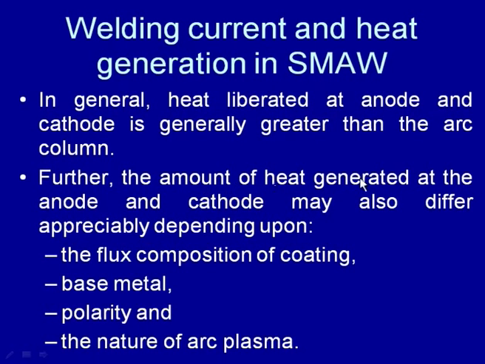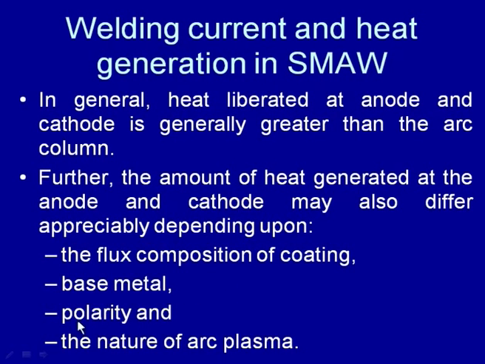So, the amount of heat generated at the anode or cathode side may be governed by some other factors like the flux composition of the coating, whether the coating has low ionization potential elements or not. If there is a large amount of low ionization potential elements in the coating, then they will reduce the arc voltage by producing a large number of charged particles and thereby reducing the power of the arc, and so the heat generated is reduced. And the base material: what kind of electron emitting capability the base material has, which in turn affects the arc voltage and accordingly the heat generation.